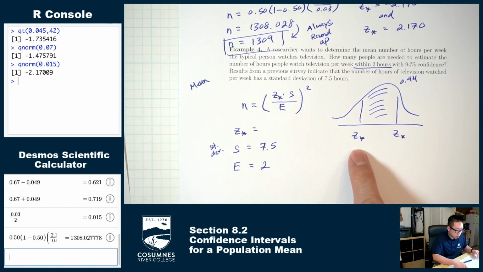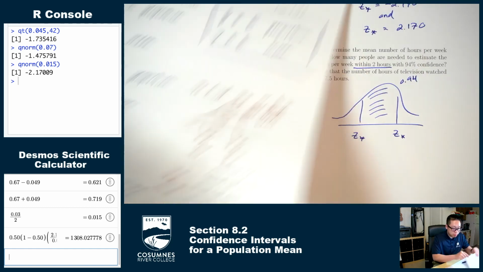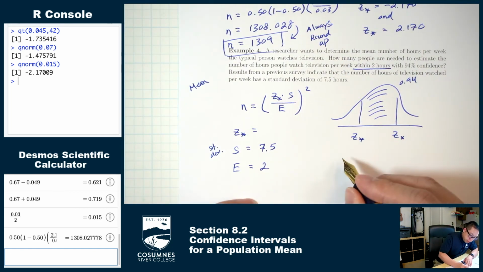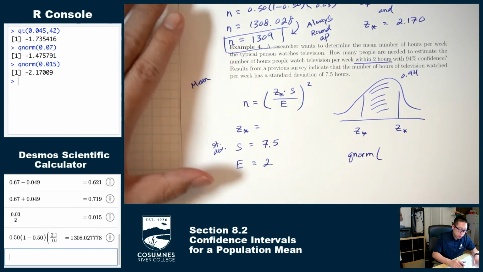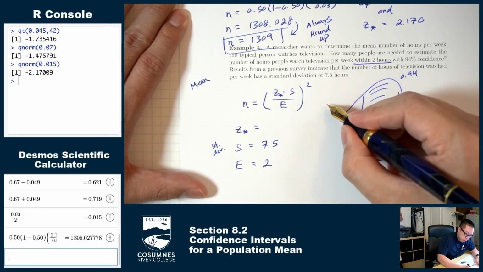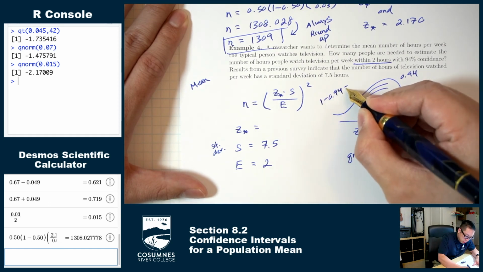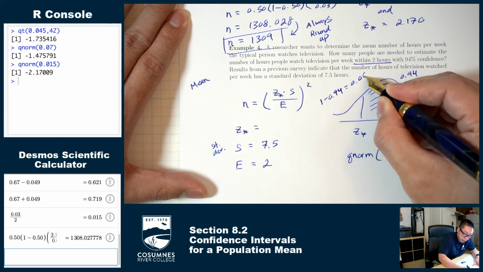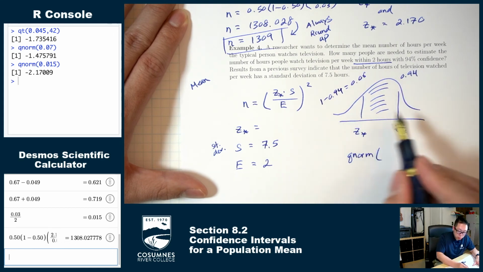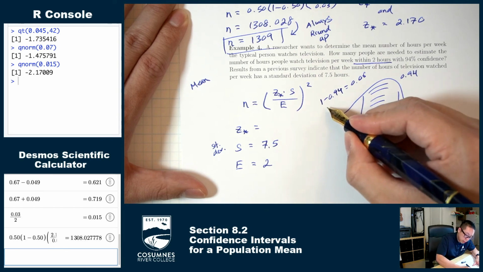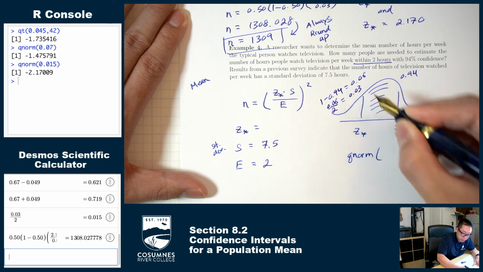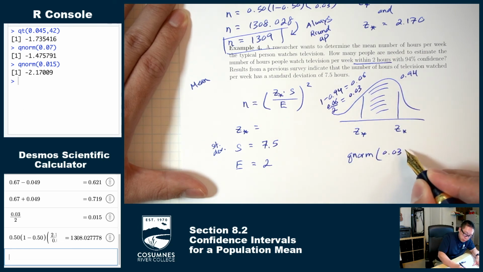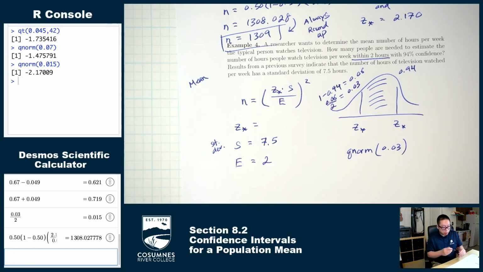So to find a Z star, we're going to be doing Q norm. Left area. To get the left area, I'm going to do 1 minus 0.94. That's 0.06, I believe. That's the unshaded part, left and right together. If I just want the left unshaded part, divide that by 2. 0.03. Okay, that goes into my Q norm. And that's it for Q norm. Q norm doesn't have a DF. Q norm 0.03.